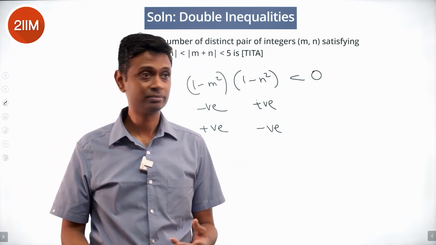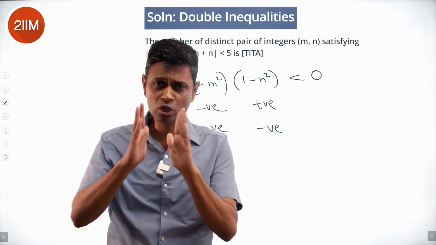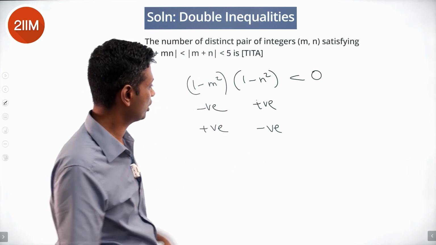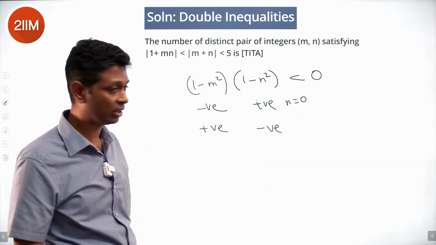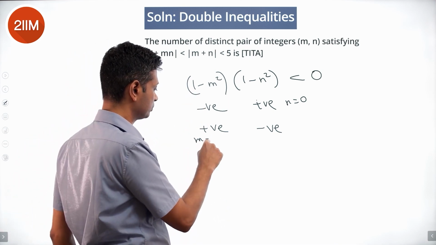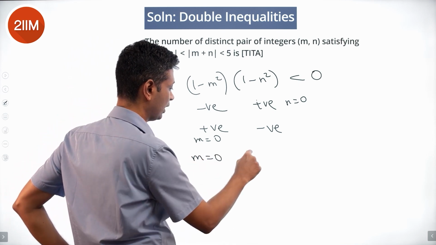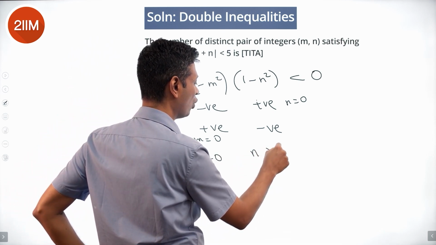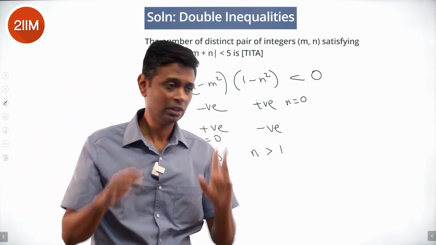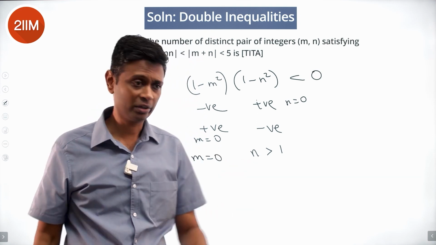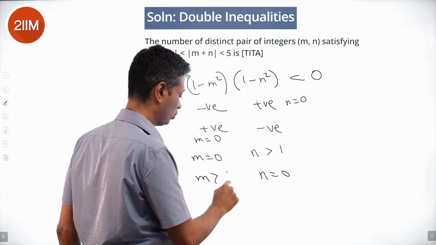1 square is 1. n can't be 1, it will become 0. 2, 3, 4, 5, it won't work. Only possibility where 1 minus n square is positive is when n equals 0. Only possibility where 1 minus m square is negative is when m is 0. So m equal to 0, n greater than 1 works. If m or n were 1, this would become 0. If m is 0, n greater than 1 works, or n equals 0, m greater than 1 works.